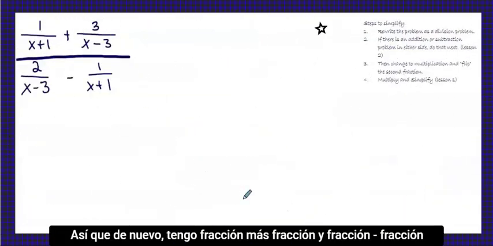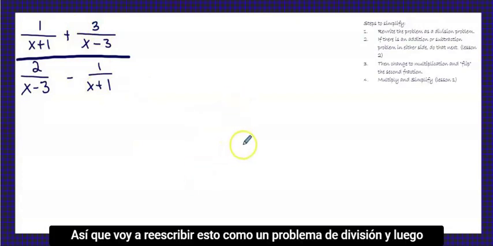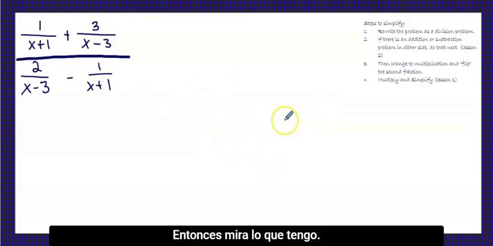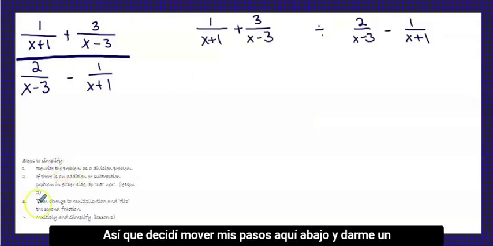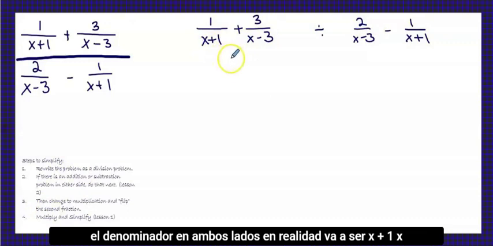Okay, so again, I have fraction plus fraction and fraction minus fraction in the numerator and denominator. So I'm going to rewrite this as a division problem, and then I'm going to work each of those on both sides and then look at what I've got. So I decided to move my steps down here and give myself a little bit more room to work, because my common denominator on both sides is actually going to be x plus 1, x minus 3.